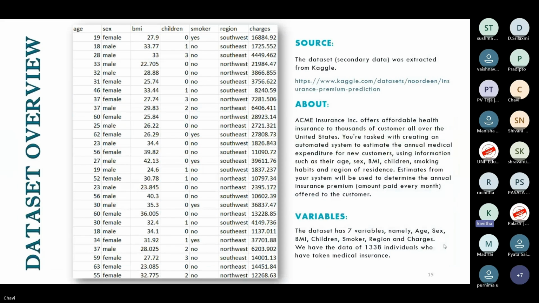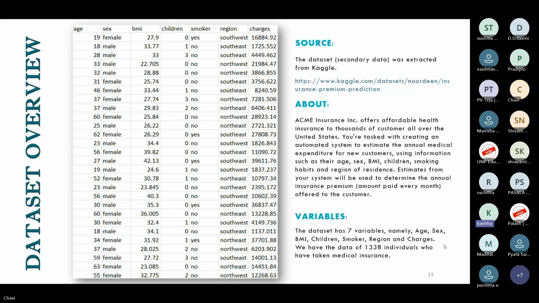Dataset overview. Source: the dataset, which is secondary data, was extracted from Kaggle. It is about ACME Insurance Company, which offers affordable health insurance to thousands of customers all over the United States. Here we are creating an automated system to estimate the annual medical expenditure for new customers, and it is used to determine the annual insurance premium offered to the customer.